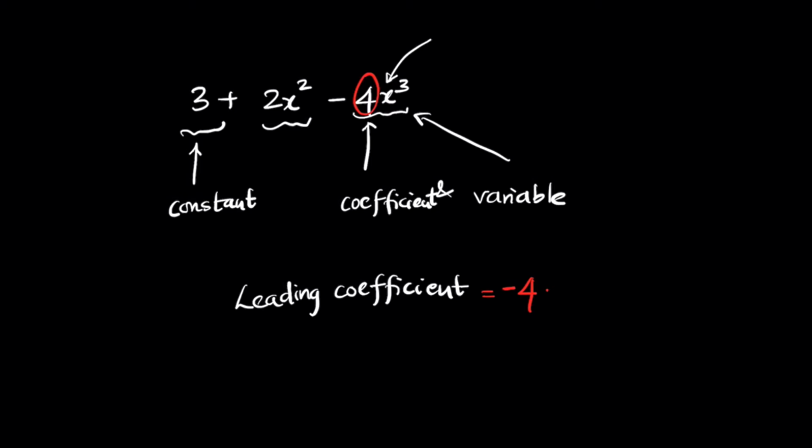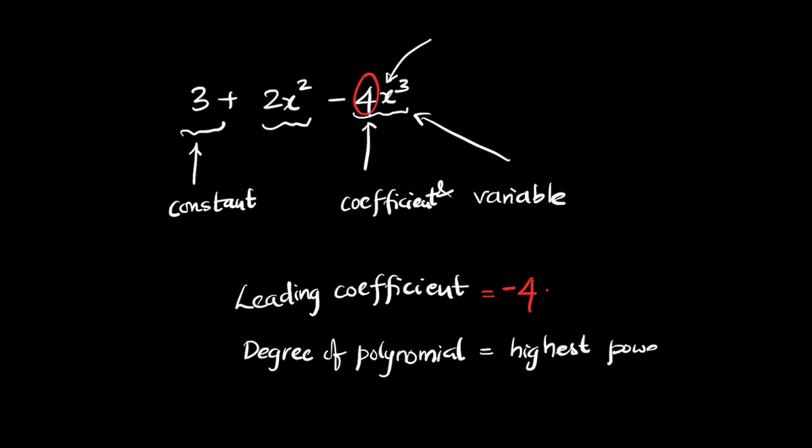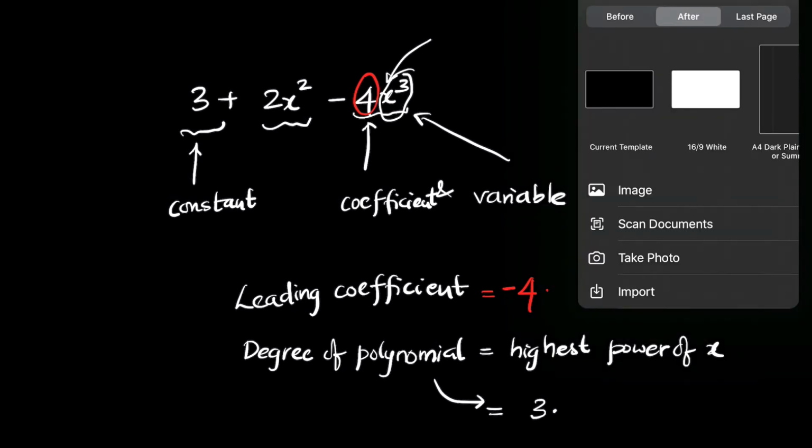Now what is the degree of the polynomial? The degree of the polynomial is the highest power of x. This is the highest power of x, and the power is 3. So the degree of the polynomial is 3. So this is how we can write the degree and the leading coefficient. So let's take another example.